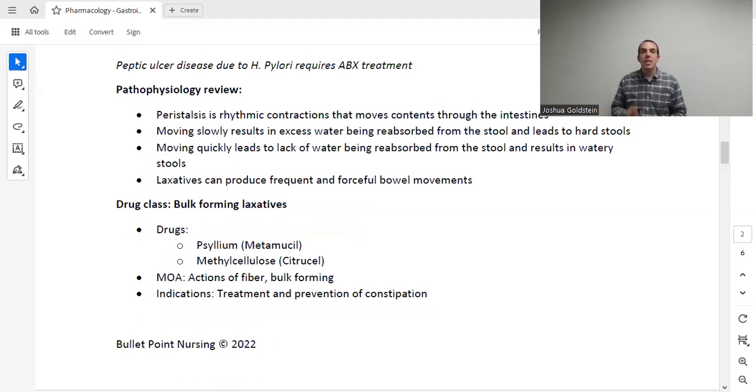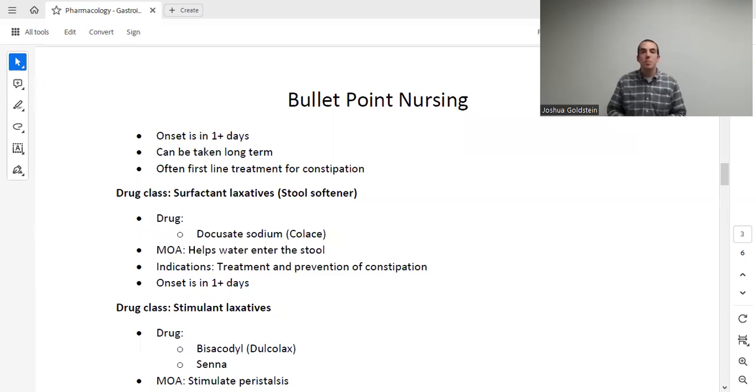I do want to go back 1 second because I didn't really get into the mechanism of action here. We said that this is fiber and that it's a bulk forming laxative. What does that mean? It basically bulks up the stool. And the effect of bulking up the stool is that it allows water to be reabsorbed into the stool, and that helps the stool move along. Like we said, when it becomes a dried up brick, that's when we end up with constipation. So both of these first two essentially do the same thing. They both help water enter the stool. They just do it in 2 slightly different ways.